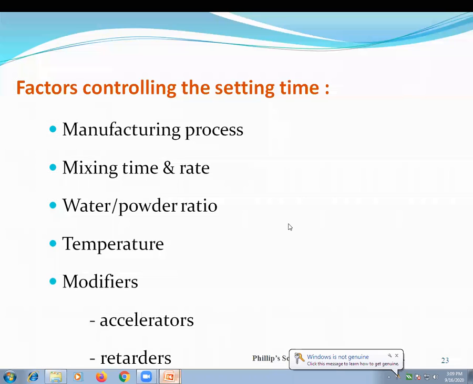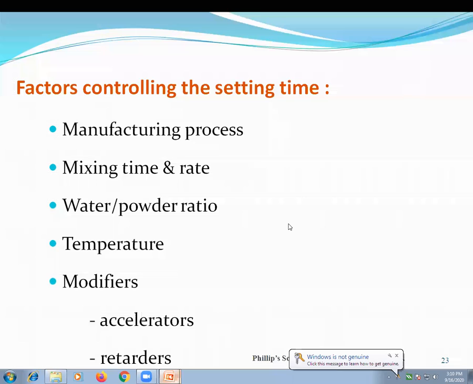Then in the manufacturing process, there are two important factors you should remember. The first is the additives added by the manufacturer, that is, modifying agents such as boric acid or sodium chloride. The content of boric acid and sodium chloride helps in regulating setting time. It depends on the manufacturer how much accelerator or retarder is to be added. So this controls the setting time.